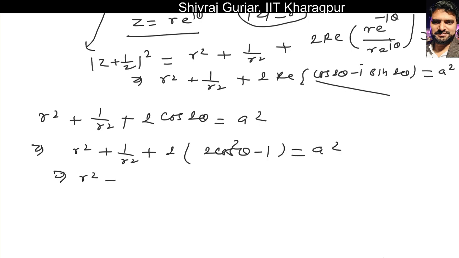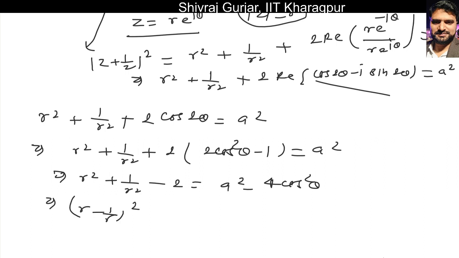This can be written as minus 2, that is a square minus 2, rearranged simply. Okay, what is this? This is r minus 1 by r, the whole square, this is a square minus 4 cos square theta.